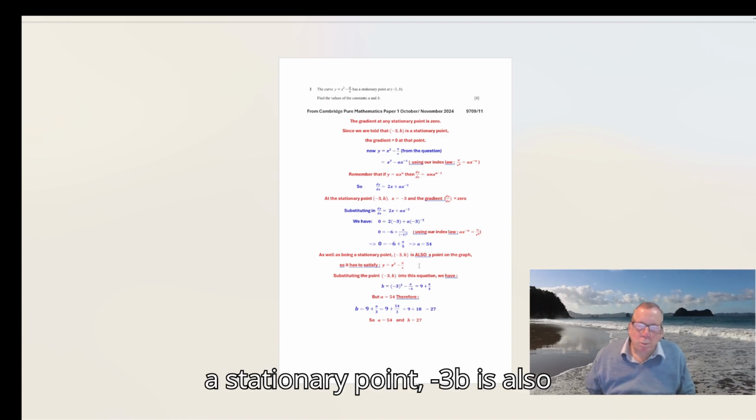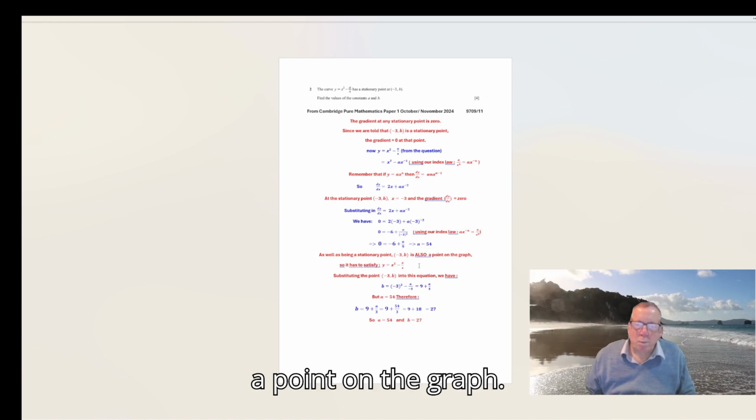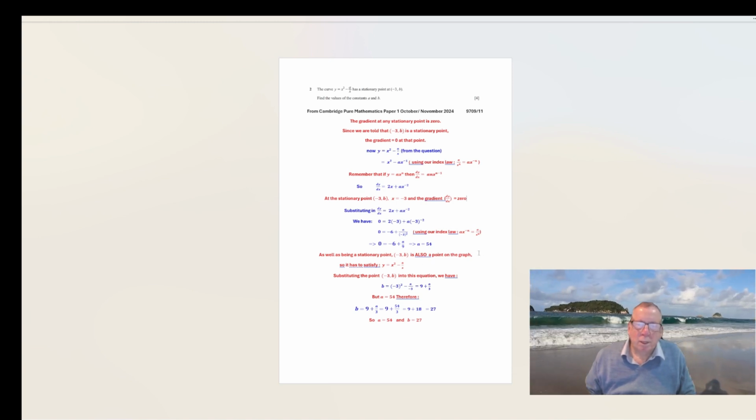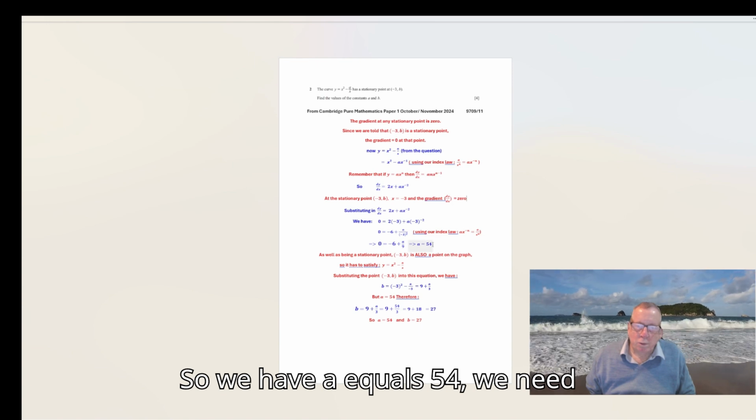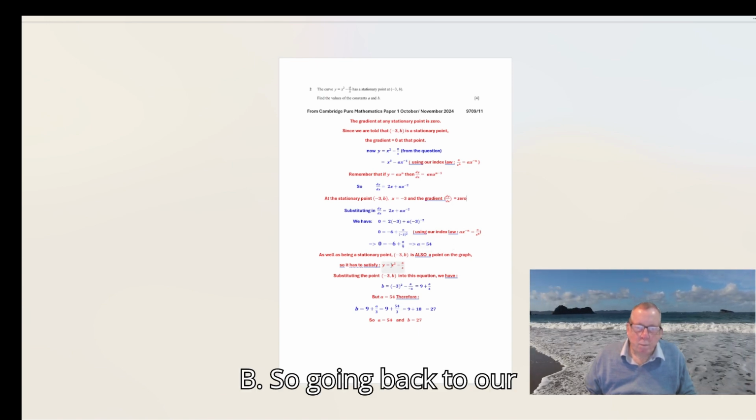As well as being a stationary point, (-3, b) is also a point on the graph. So we have a equals 54, we need b.